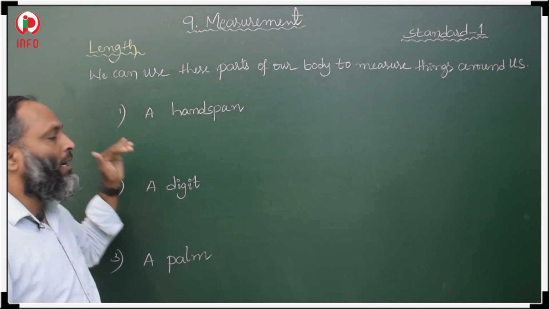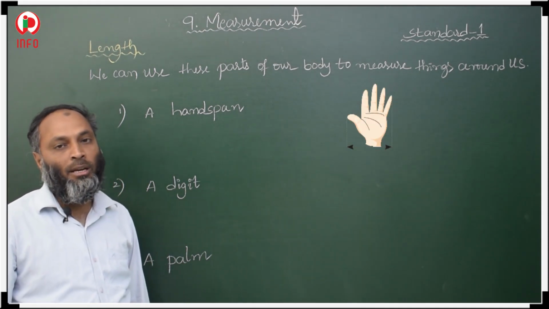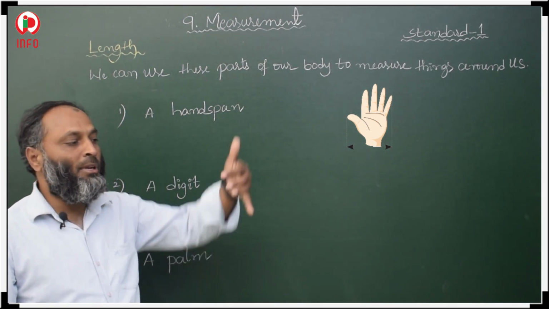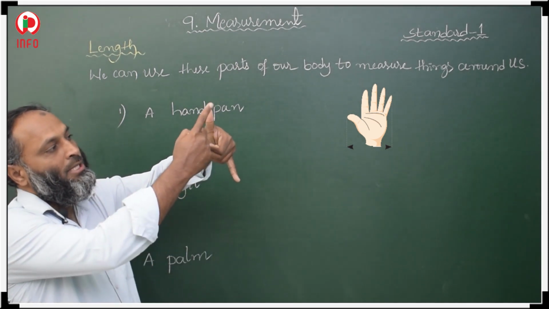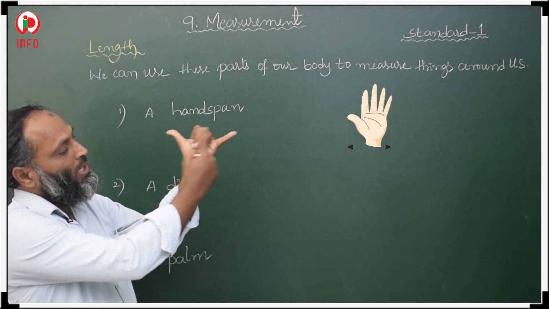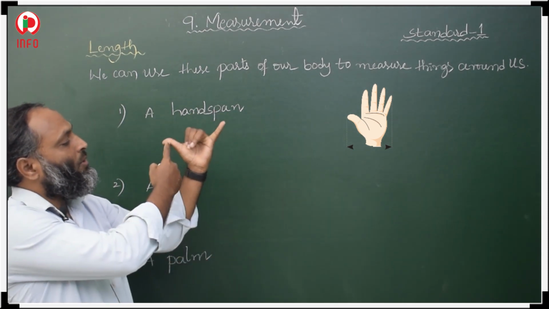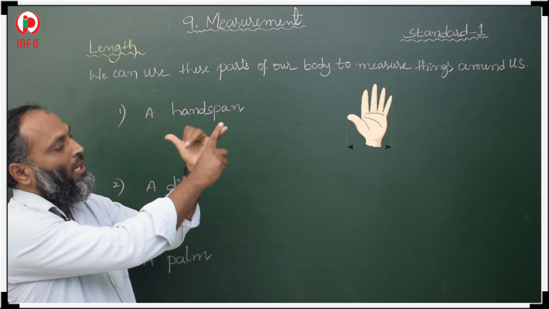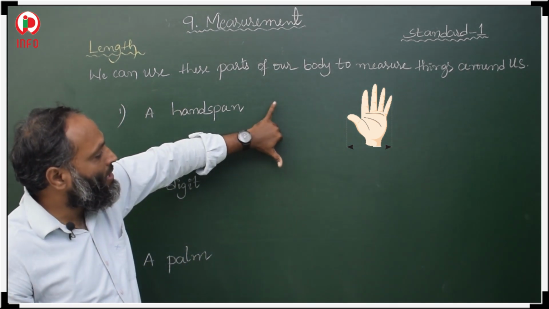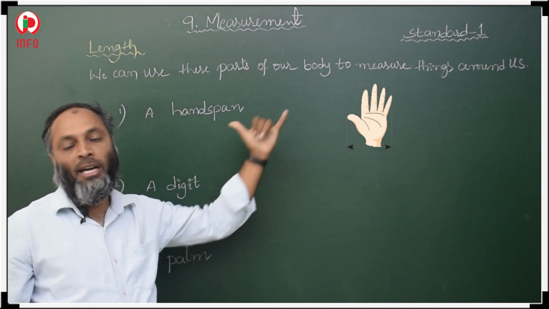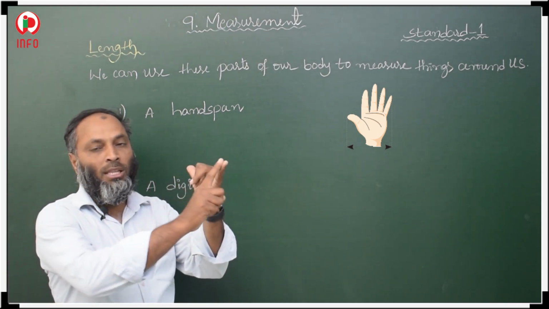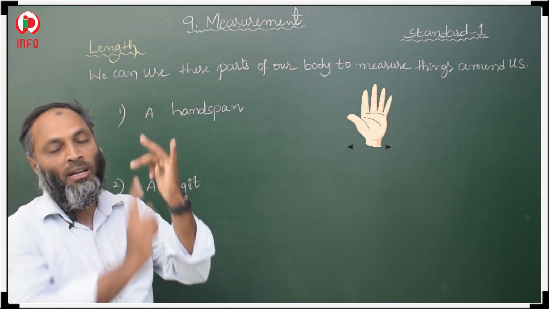First, what is a hand span? How to measure distance using a hand span? Hand span means the total distance from the thumb to the last finger. See there in the figure. This total distance is one hand span. Hand span means the distance from thumb to the last finger.